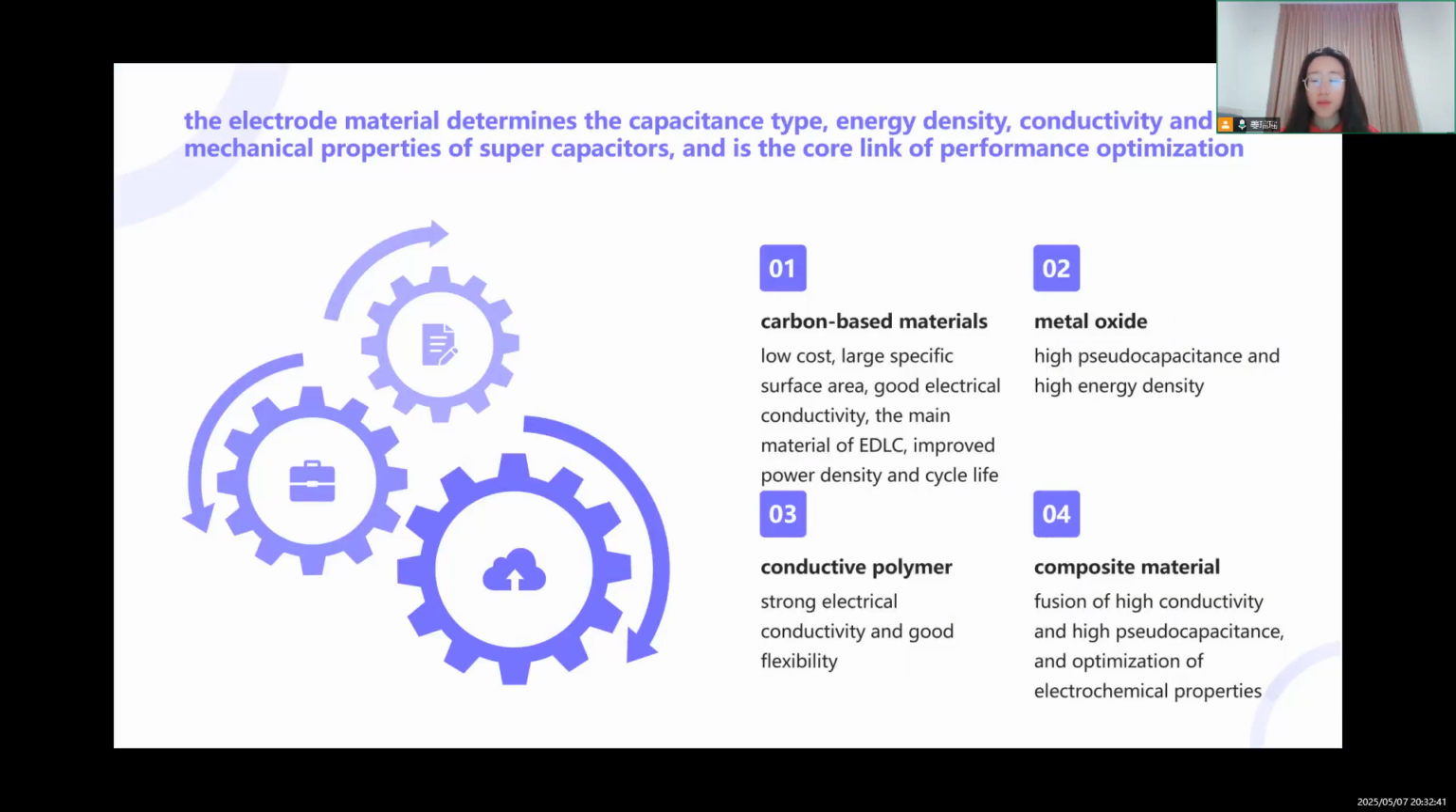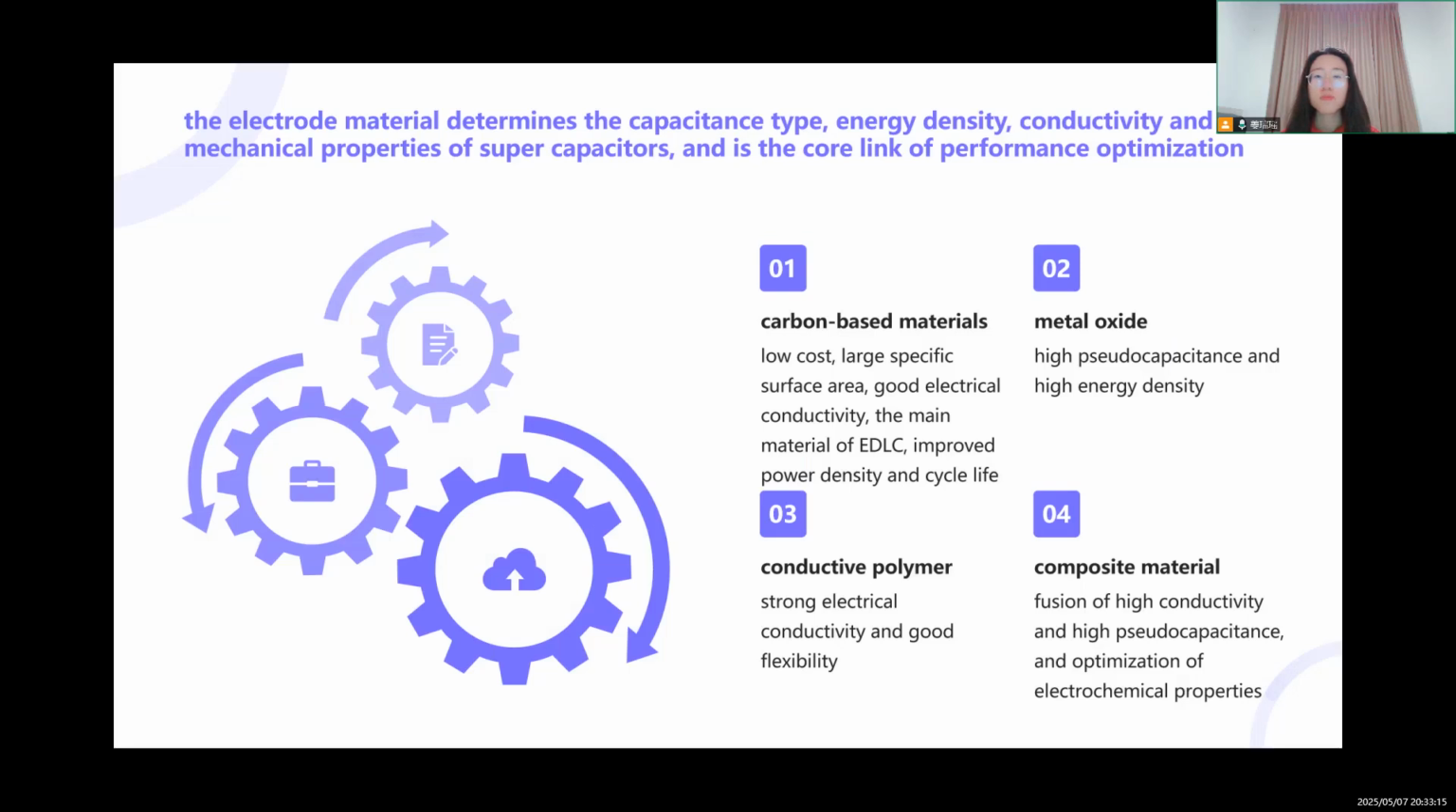The third part, I will introduce the electrode materials. For the first part, I will introduce the electrode materials, which determine the capacitance type, energy density, conductivity, and mechanical properties of supercapacitors, and are the core link of performance optimization. According to the material type and performance characteristics, common electrode materials can be classified into the following four categories.